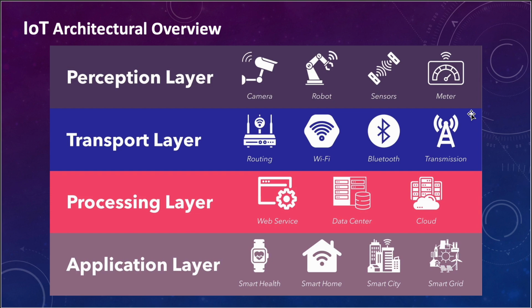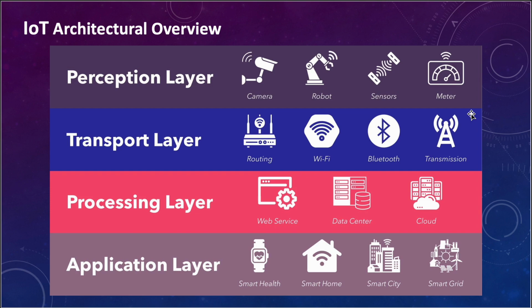In IoT, the most concentration is given to the perception layer, because that is the layer that is mostly unique to IoT itself. The use of sensors, the use of actuators, right? Creation of a hardware device itself, creation of IoT device itself, right?